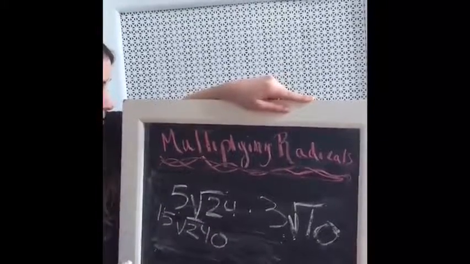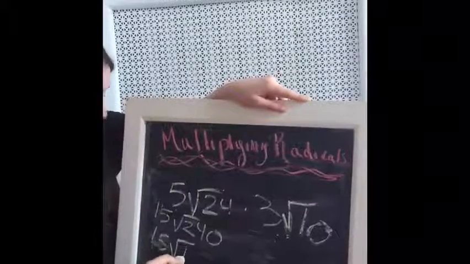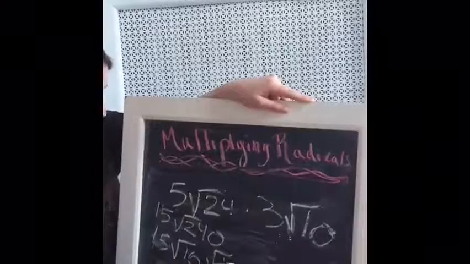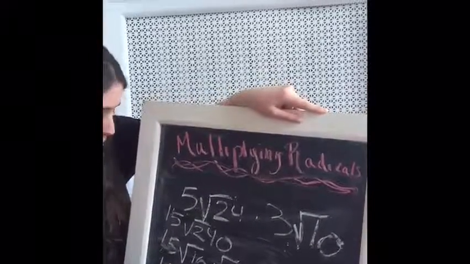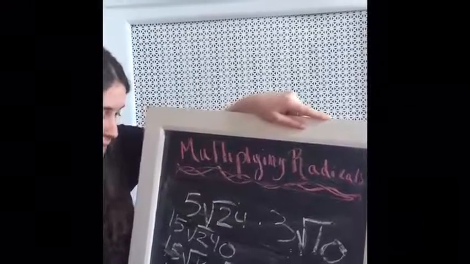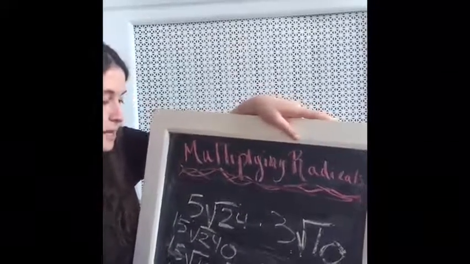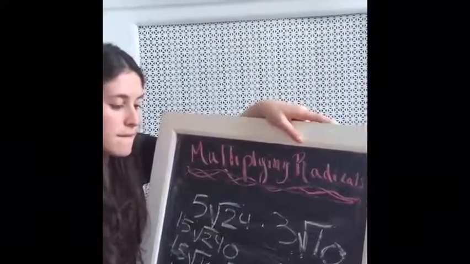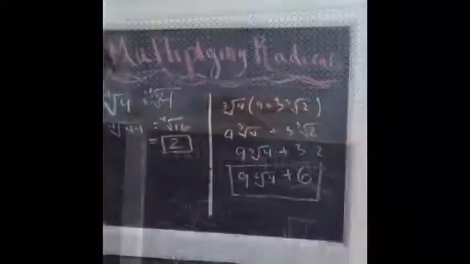So basically what you would do is you would do 15 and split this into 16 and 15. This would ultimately become 15 times 4 rad 15. This would ultimately be 60 rad 15. So now let's do some examples.